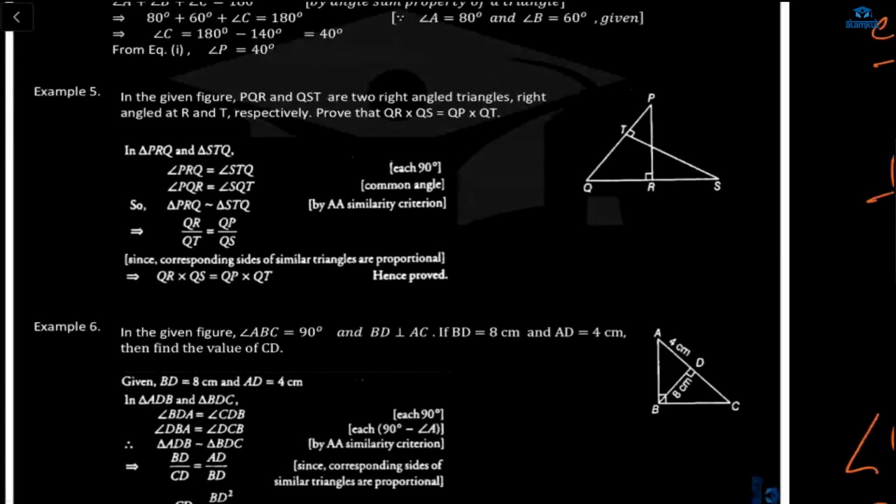Okay, now in this example number 5, if you see the figure here, what's the question here? In the given figure, PQR, there are two triangles, and both the triangles are right angle triangles. That means one of its angles is a right angle.